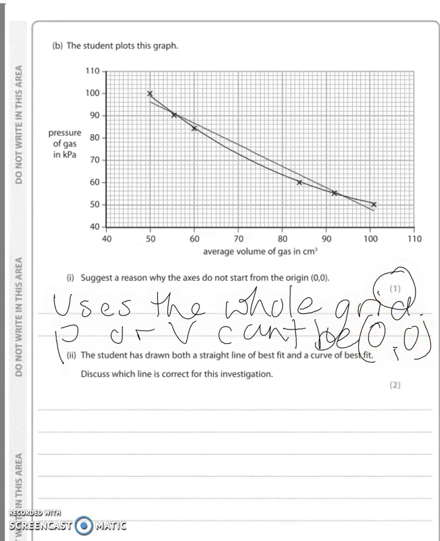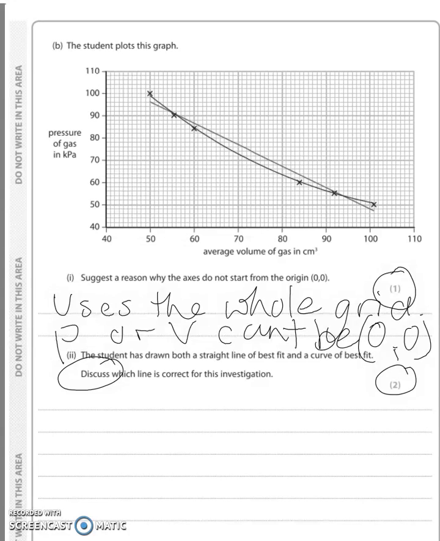So the student's drawn both a straight line of best fit and a curve of best fit. Discuss which line is correct. So when it says discuss, it wants you to mention both possibilities. So it's not saying explain which line is correct. It's not asking you to choose one and state why that is correct. It's asking you to suggest reasons for both. And it's worth 2 marks. So 1 reason for each choice would be fine.